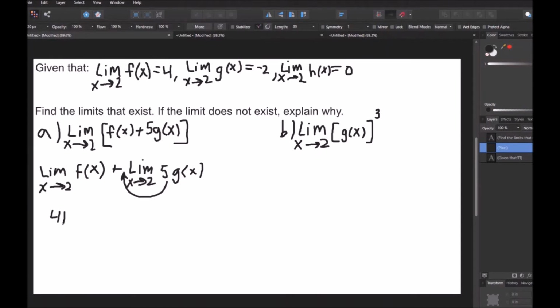So we know that the limit as x approaches 2 of f of x is 4. So this is going to be 4 plus 5 times the limit as x approaches 2 of g of x, and the limit as x approaches 2 of g of x is negative 2. So it's going to be 4 plus 5 times negative 2, which I'll just write like that. So that's going to be 4 minus 10, which is negative 6.